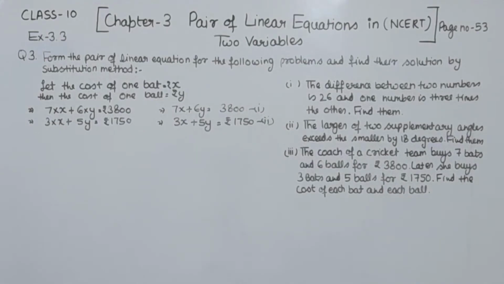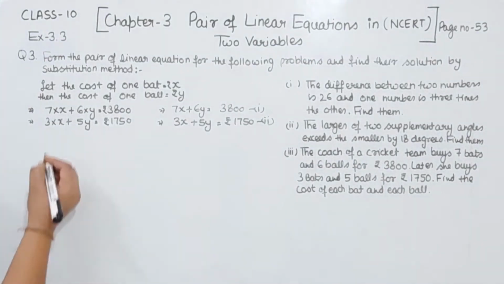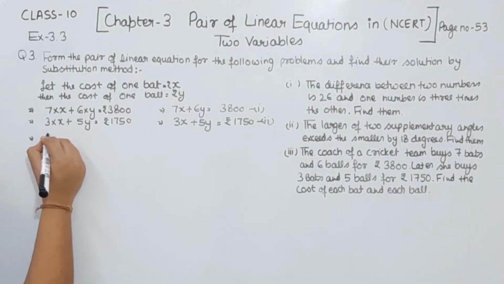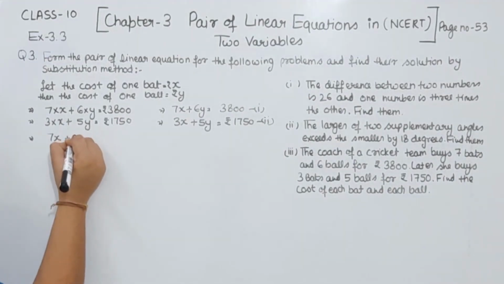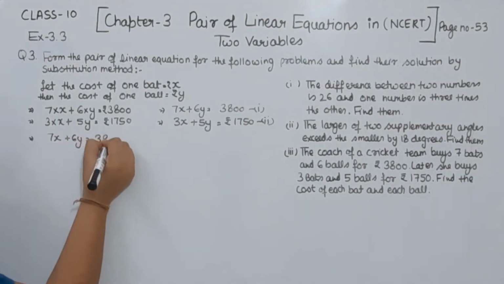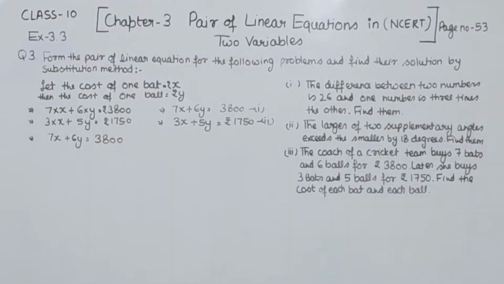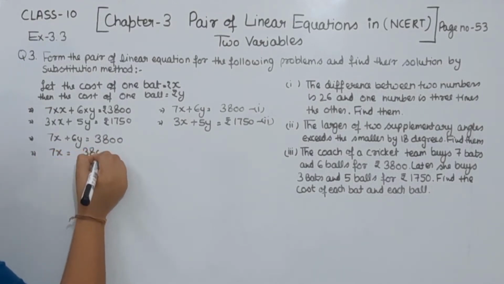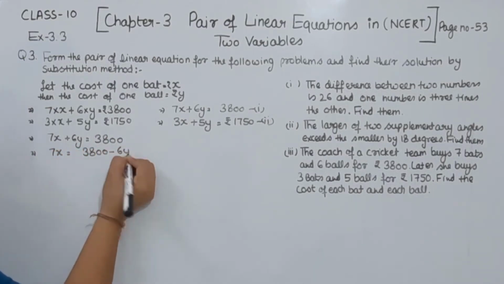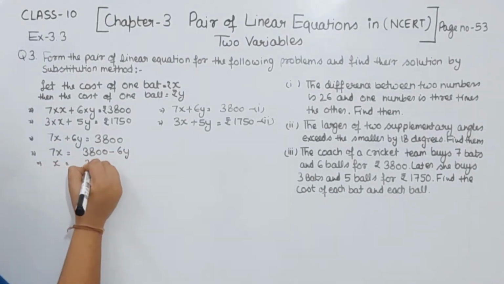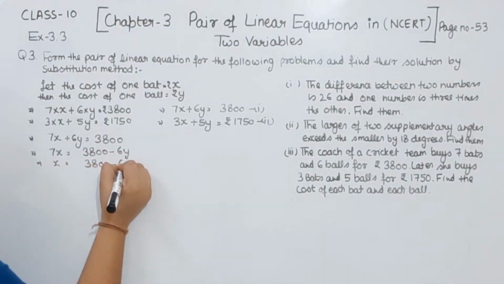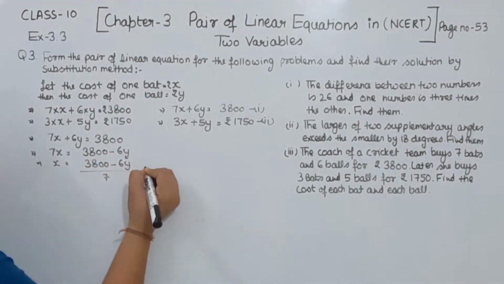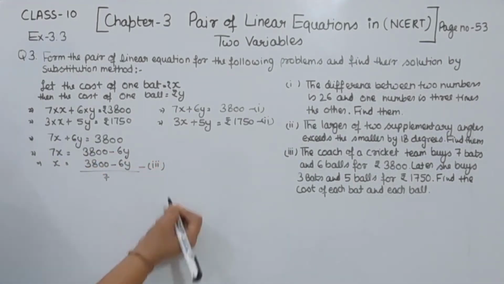Now we are going to take equation number 1 for finding the value of one variable. We have 7x plus 6y equal to 3,800. Now we transpose this 6y. So we have 3,800 minus 6y, and here x is equal to 3,800 minus 6y divided by 7. This is equation number 3.